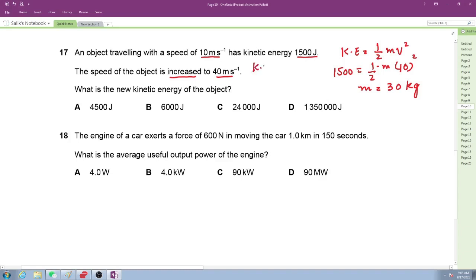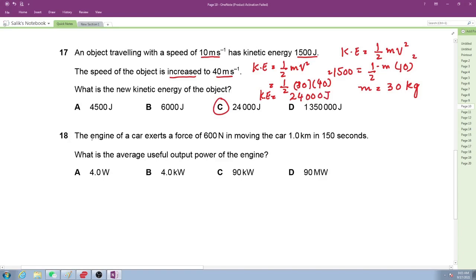So kinetic energy equals, again we are using half m v squared, but this time v is 40. The mass we have already found, that is 30, times 40 squared, and we get our answer: kinetic energy new equals 24,000 joules. So our answer is C.